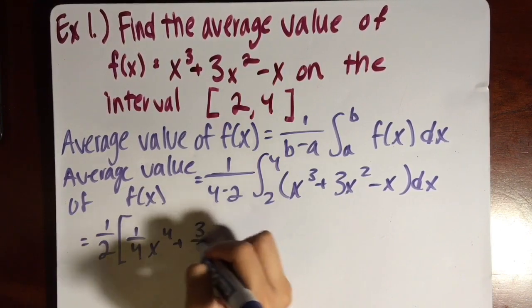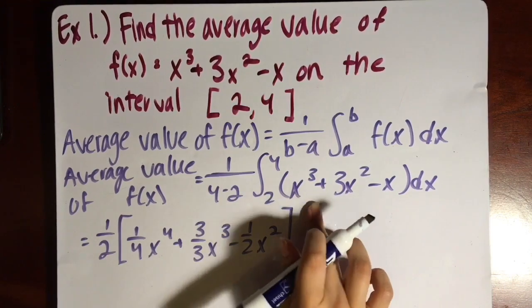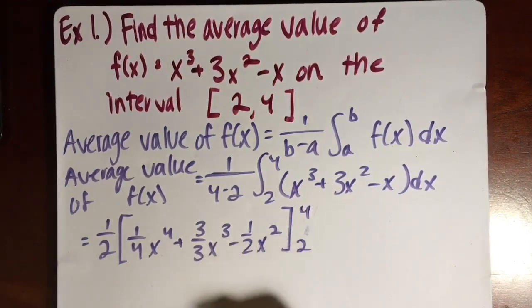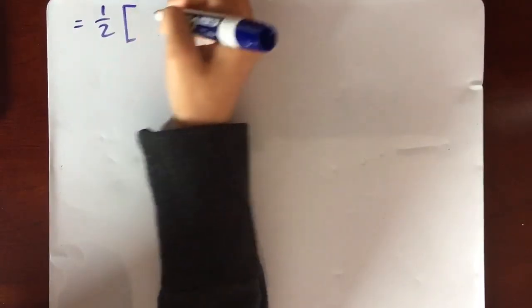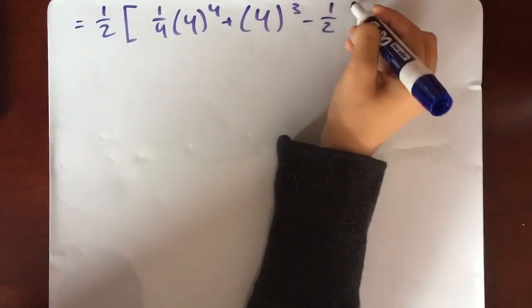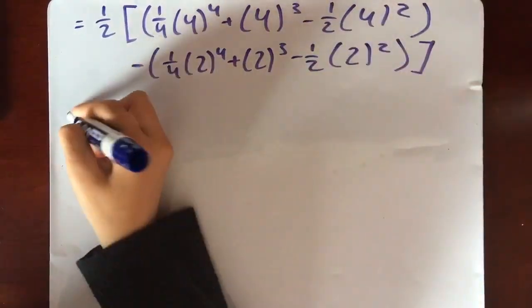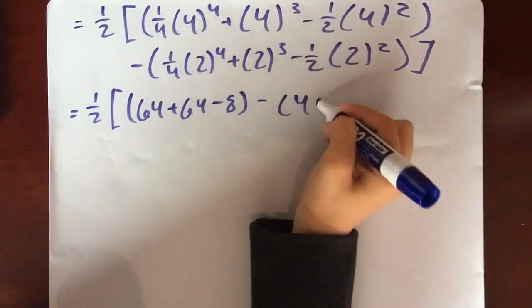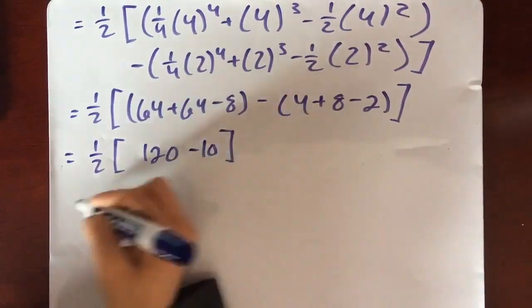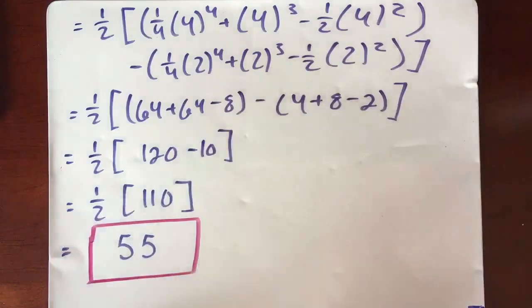After simplification and using basic integration rules, we find that we get 1/2 times 1/4 x to the 4th plus 3 over 3 x cubed minus 1/2 x squared over the interval 2 to 4. After further simplification, this is what we get. So your final answer should be 55.